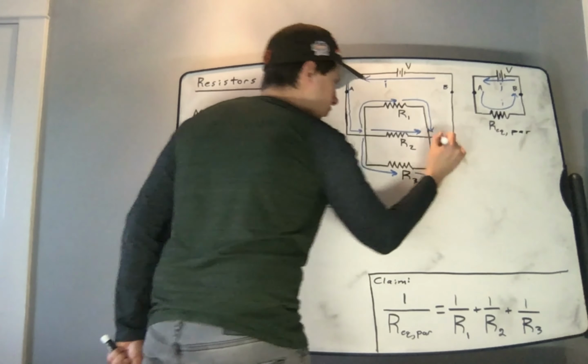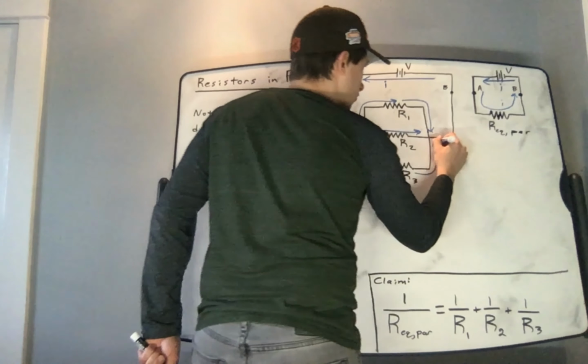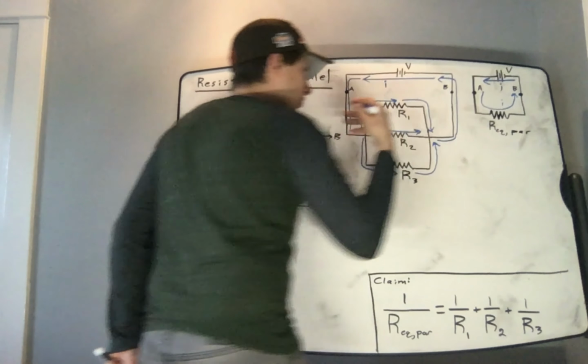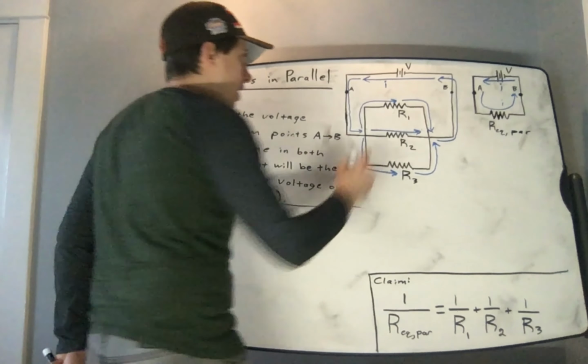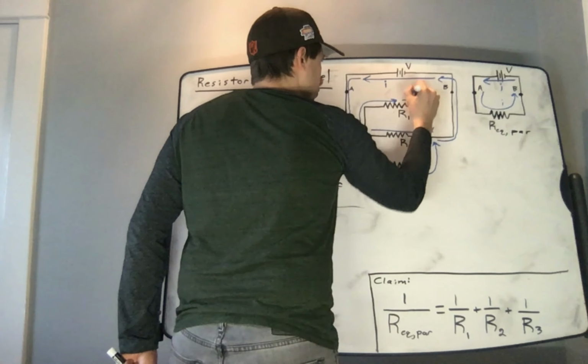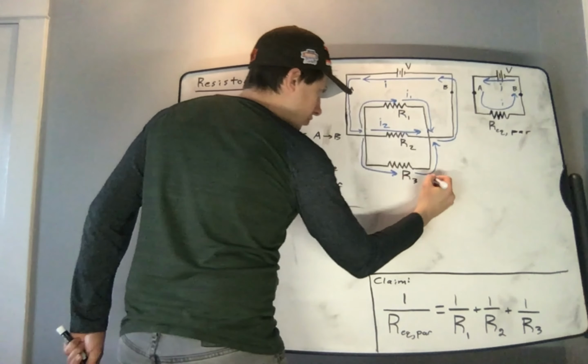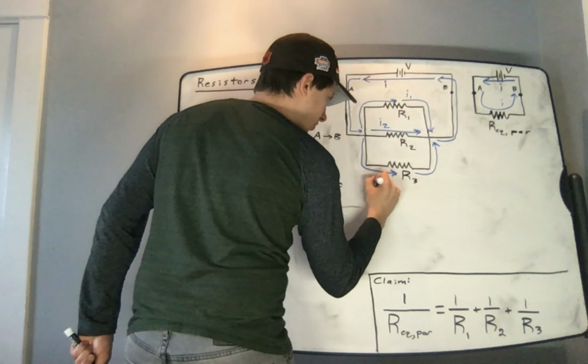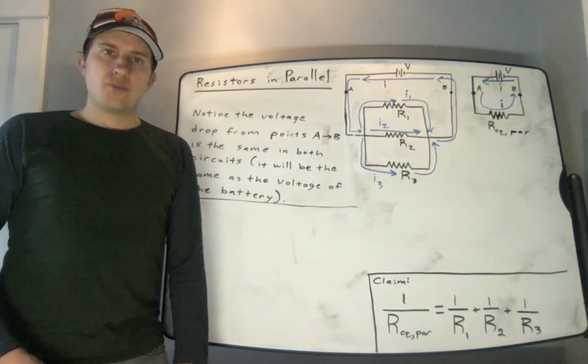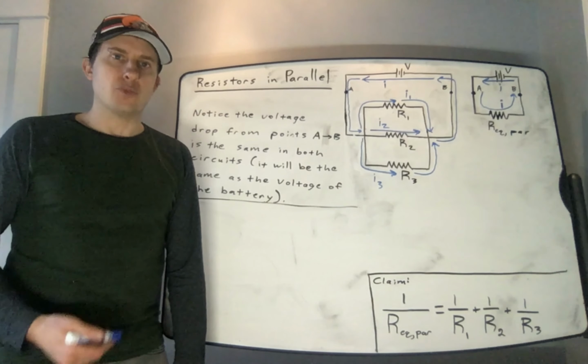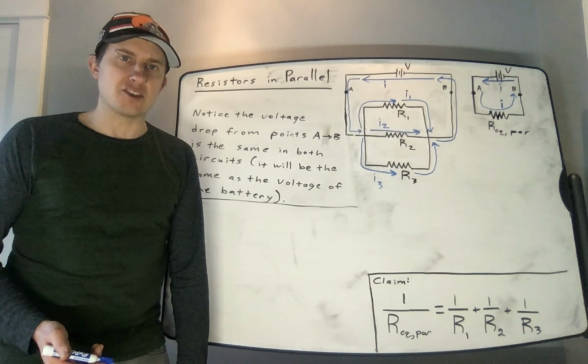And then those currents will recombine and flow back into the battery. I will label the current that flows through resistor R1, I1. I will label the current that flows through resistor R2, I2, and I'll label the current that flows through resistor 3, I3.